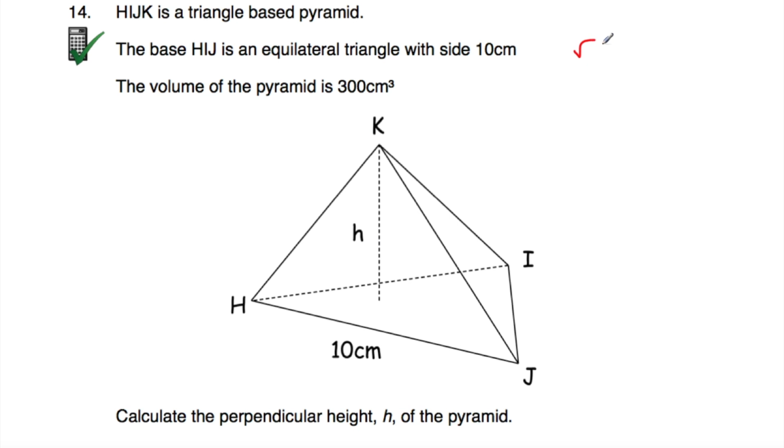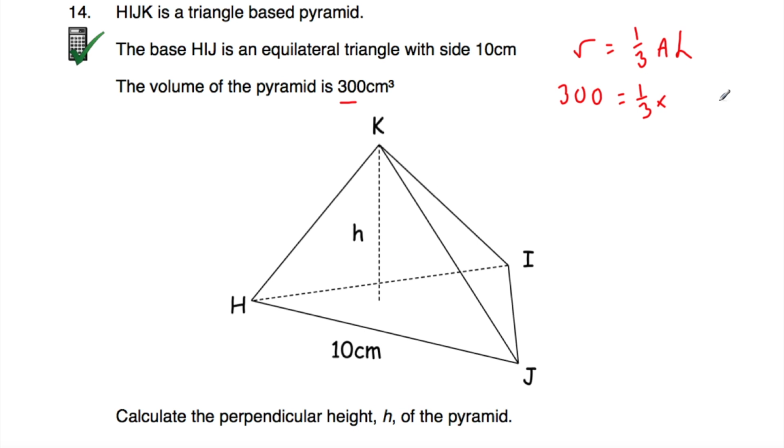So we know that the volume is equal to a third the area of the base times the height. In terms of the volume, that's equal to 300, and that's equal to a third the area of the base, which is what we need to find: the area of that equilateral triangle, HIJ.